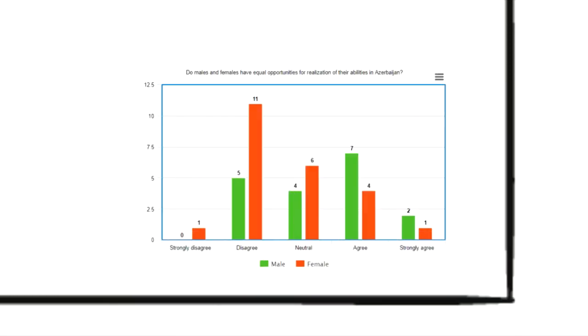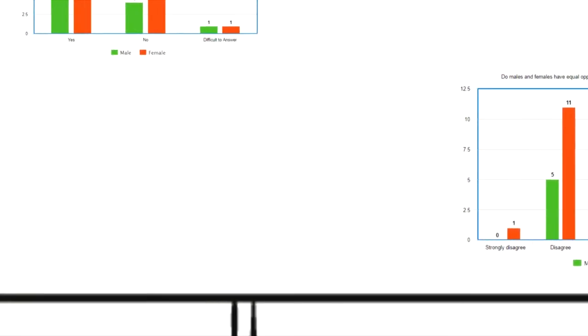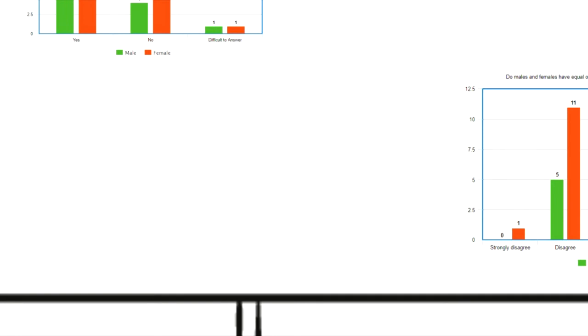The majority of our respondents disagreed with the statement that males and females have equal opportunities for realization of their abilities in Azerbaijan. Only few of the respondents strongly agreed with the statement. But it's also interesting to see that most of the disagree answers came from female respondents, which means that maybe males do not really understand what is going on, and they don't see any discrimination.